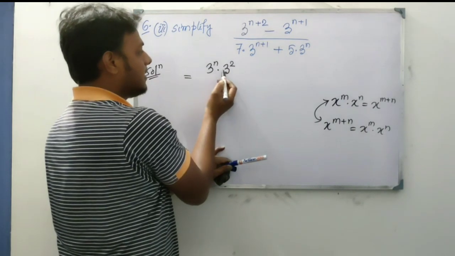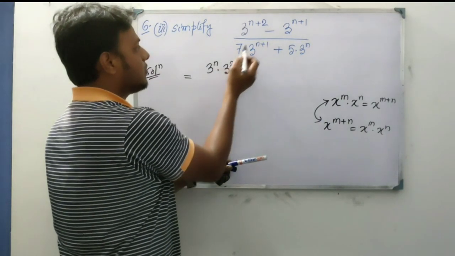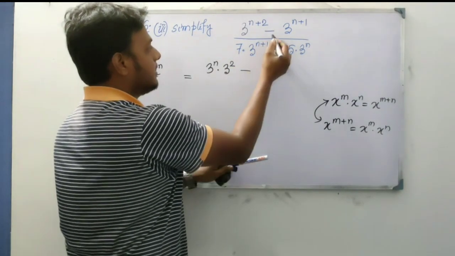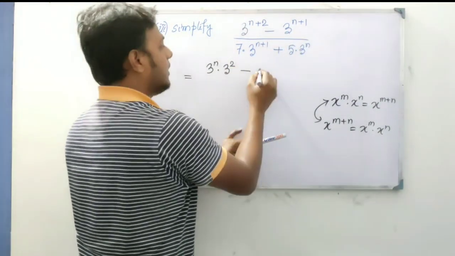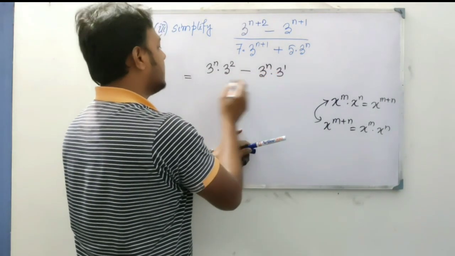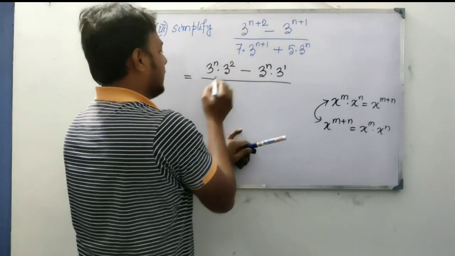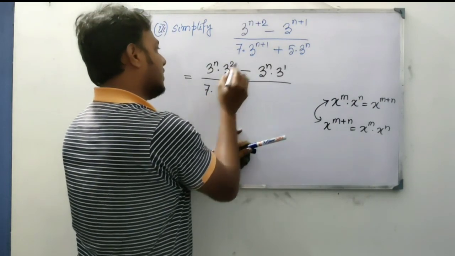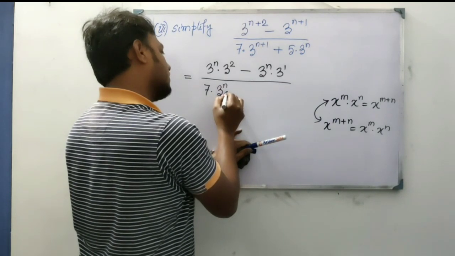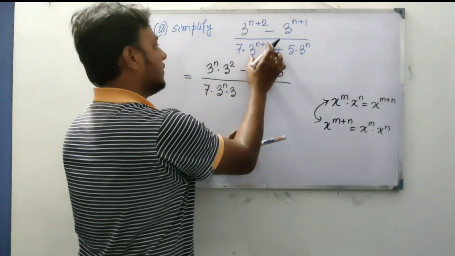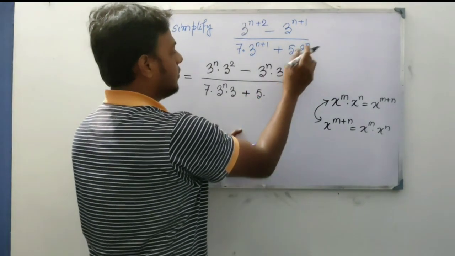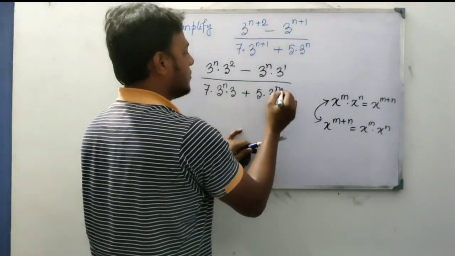Since bases are the same, you can add the powers, so n plus 2 will be there. So in the place of 3 to the power n plus 2, you can write this one. Minus is there. After that, 3 to the power n plus 1, so 3 to the power n into 3 to the power 1. 3 to the power 1 is nothing but 3 only. For the same case, in the denominator, in the case of 3 to the power n plus 1, we can write 3 to the power n into 3 only. Plus 5 is there, keep it unchanged, and 3 to the power n. There is nothing to do.